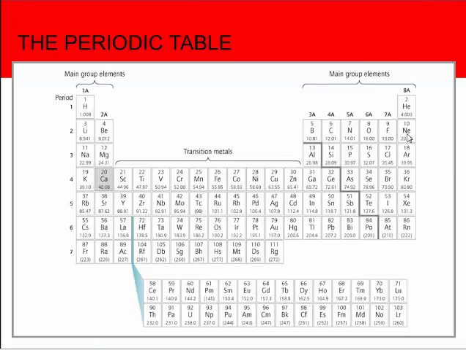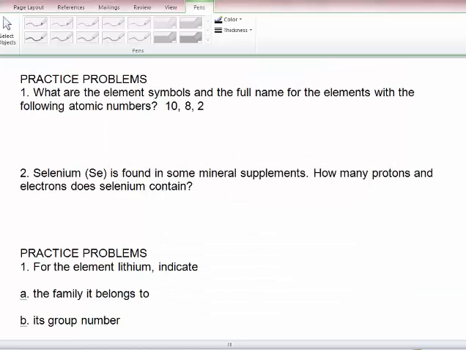So to find the atomic number 10, we just look for 10. Ne, that stands for neon. Again, you can look that up in the back of your book. So neon is number 10. Elemental symbol, Ne. Neon.